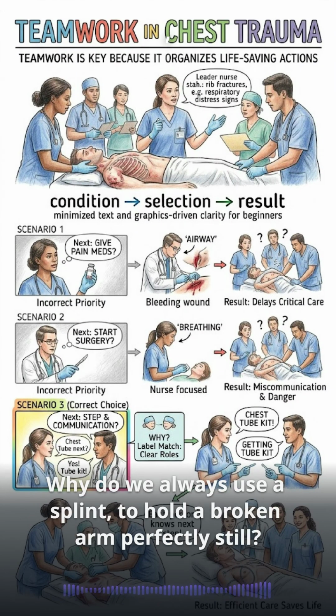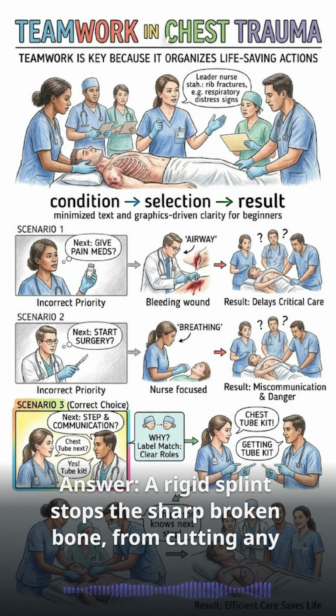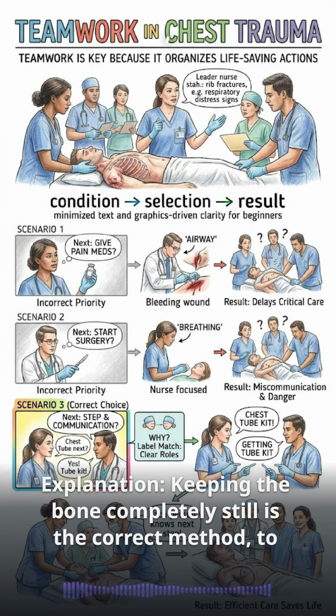Why do we always use a splint to hold a broken arm perfectly still? A rigid splint stops the sharp broken bone from cutting any blood vessels. Keeping the bone completely still is the correct method to save their tiny nerves.